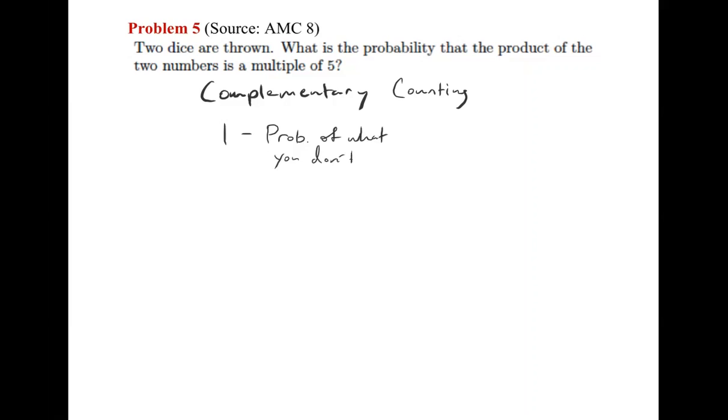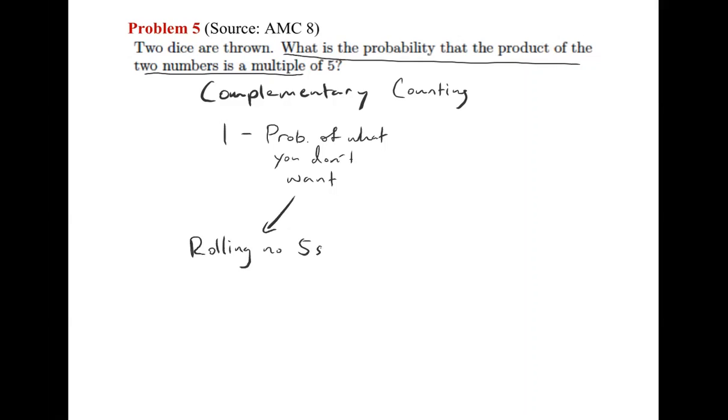So in this case, you want to find the probability that the product of 2 numbers is a multiple of 5. To get a product that's a multiple of 5, one of the numbers rolled has to be a 5. If you don't roll a 5, then you won't satisfy this condition at all, and that's just the probability of what you don't want, which is rolling no 5s.